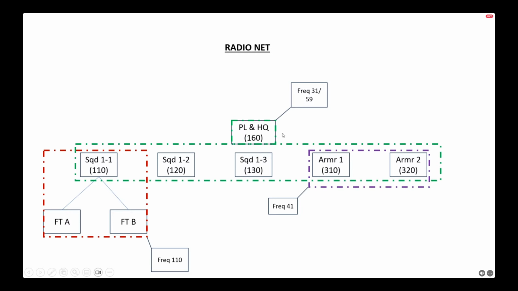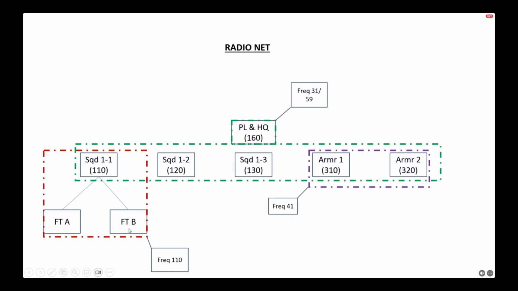leader along with the headquarter, and all the squads along with attached elements are on platoon net, in this case say 3-1. And then the squads have their independent radio nets, that is 1-1 on 110, 1-2 on 120, 1-3 on 130, armor on 310 and 320, and then platoon headquarter itself on 160 short range. This is your 152 that we use.